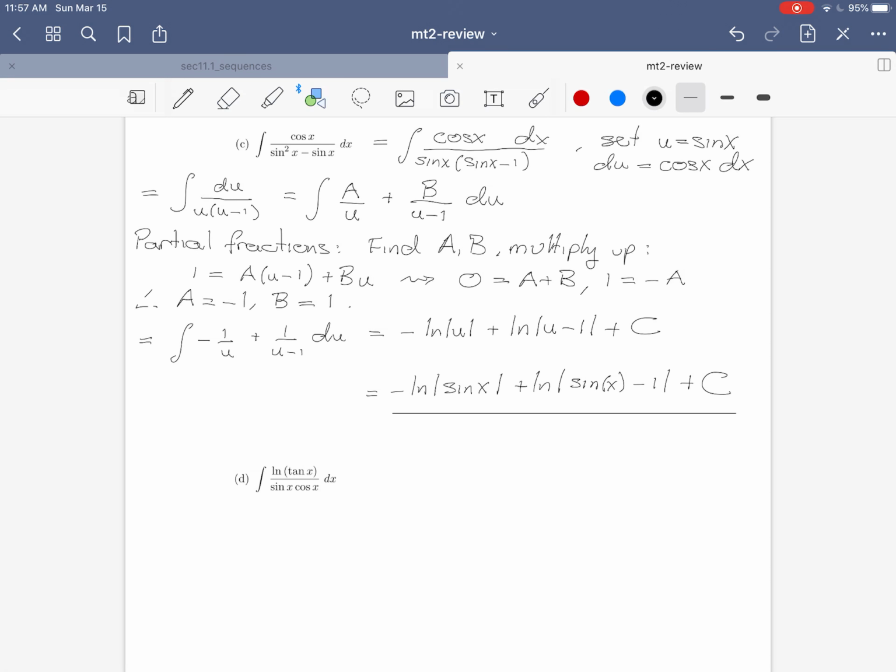All right, for our fourth integral, we have another indefinite integral, and this is ln tan x divided by sine x cos x. So again, this is an integral that we're going to do by substitution. And the substitution that we're going to make in this case is u is equal to ln tan x.